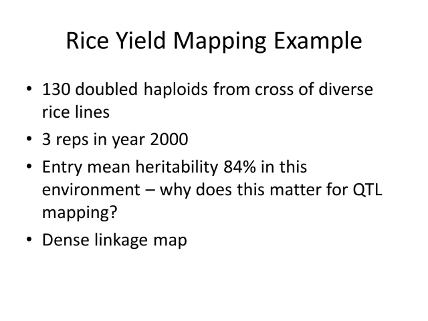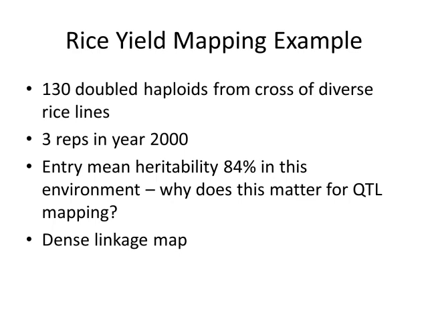The data set we are going to analyze in the example is a rice yield evaluation that comes to us from my friends at International Rice Research Institute, Gary Atlin and colleagues when they were there. They provided these data. The mapping population is a set of 130 doubled haploids derived from a cross between two diverse inbred rice line parents.